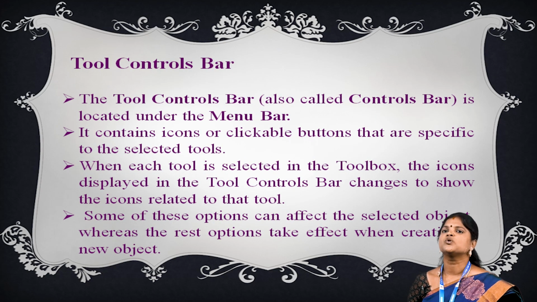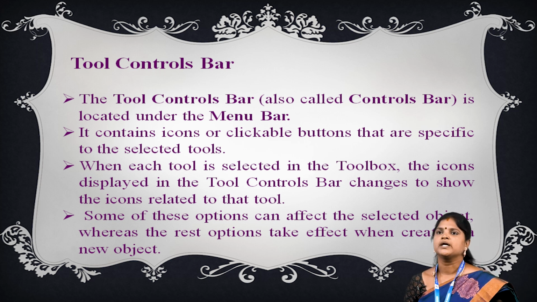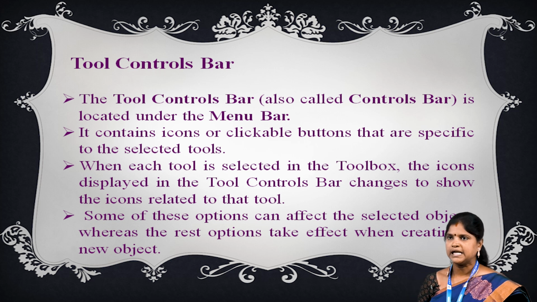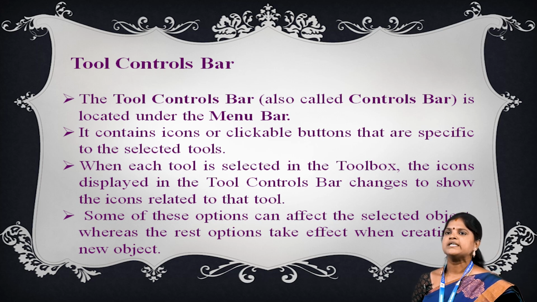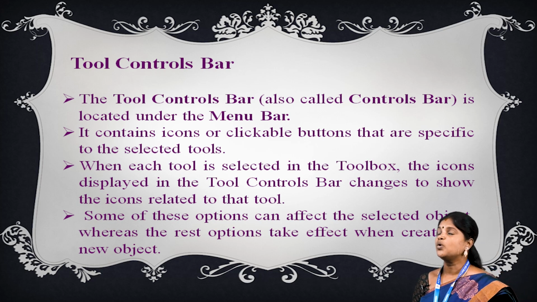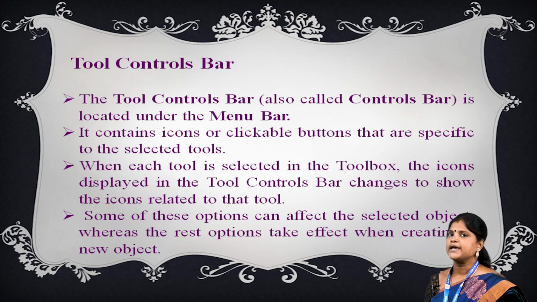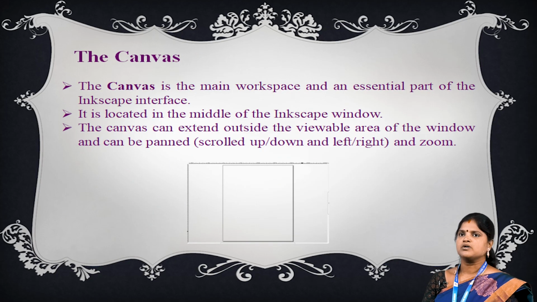Next one, tool control bars. Tool control bars, also called control bars, are located under the menu bar. It contains icons or clickable buttons that are specific to the selected tools. When each tool is selected in the toolbox, the icons related to that tool are displayed in the tool control bar. Some of these options can affect the selected object, whereas the rest take effect when creating a new object.